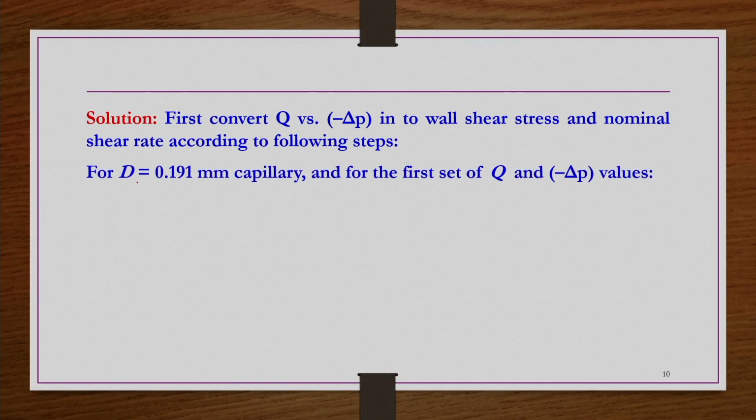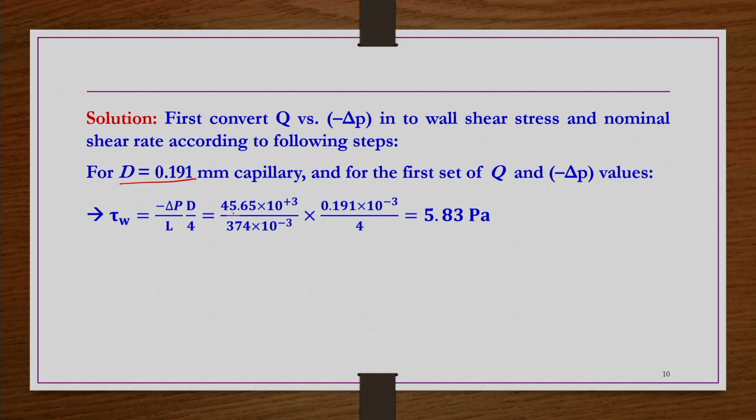So let us say for the first data point, when D is equal to 0.191 mm, delta P is given as 45.65 kilopascal, that is 45.65 multiplied by 10 power 3, divided by L, which is 374 mm. So 374 multiplied by 10 power minus 3, and then D for the first capillary, 0.191 into 10 power minus 3, divided by 4. When you do it, you will get tau W equal to 5.83 pascals.